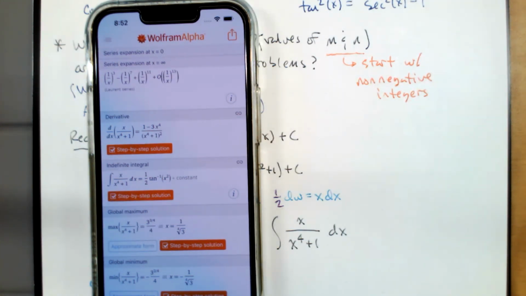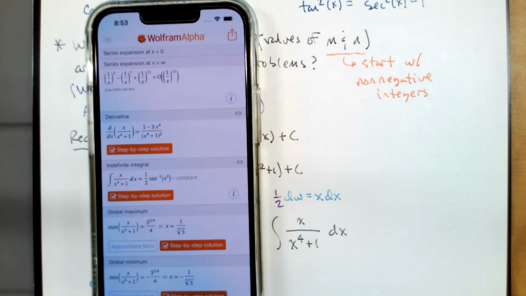Let's take a look at what this tells us and then see how that matches with our thinking about how to make decisions about substitution. The answer turns out to be an arctangent of x squared. That right there is telling us what our substitution should be. It looks like our substitution should be the x squared.